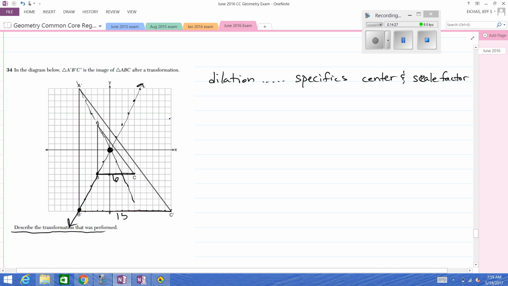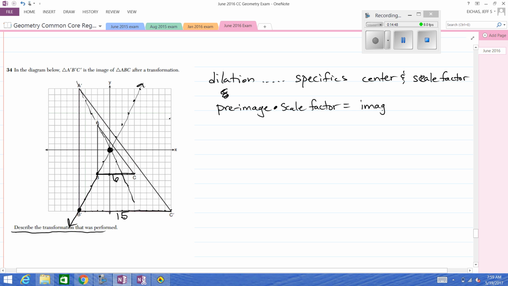And I think I got 15 there, yeah. If I remember, that's correct, 15. So that's going to give me my scale factor. Now, the formula I use for every dilation problem, so I don't have to teach my students a bunch of different formulas, I just always use this.